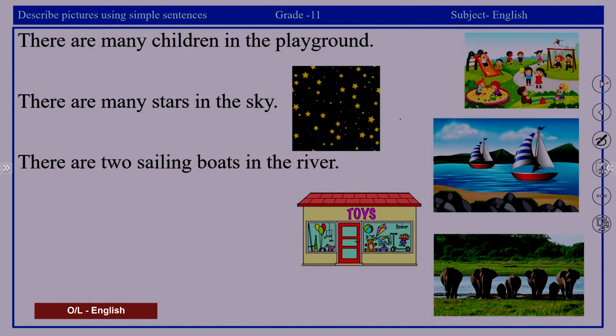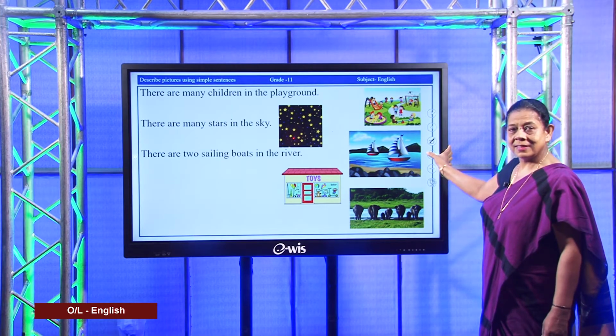How many boats are there? Can you count that? Yes, everybody can count. There are 2. Yes, there are 2 sailing boats in the river.